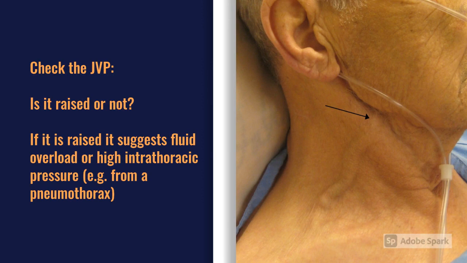Looking for a JVP is important as well. Again, is it raised? Is it not raised? That's all you need to know. Don't worry about all the different types of waves you learnt about in the early years. If it's raised, it suggests either fluid overload, so something like heart failure, or can suggest something like raised intrathoracic pressure, again from a pneumothorax.